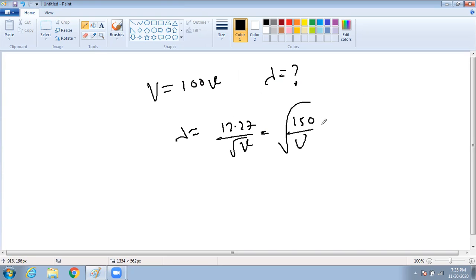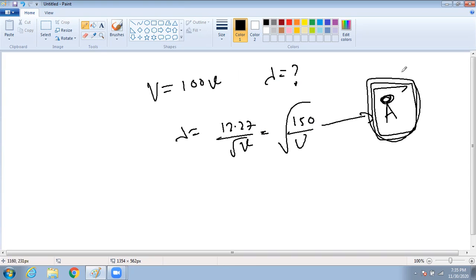The answer you get from this formula is always in angstrom, by the way. Don't write it in anything else. Don't write meter, picometer, heptometer. Only in angstrom. The value will be times 10 to the power minus 10 meter. Sir, it will be 1.227. Yeah, very good.